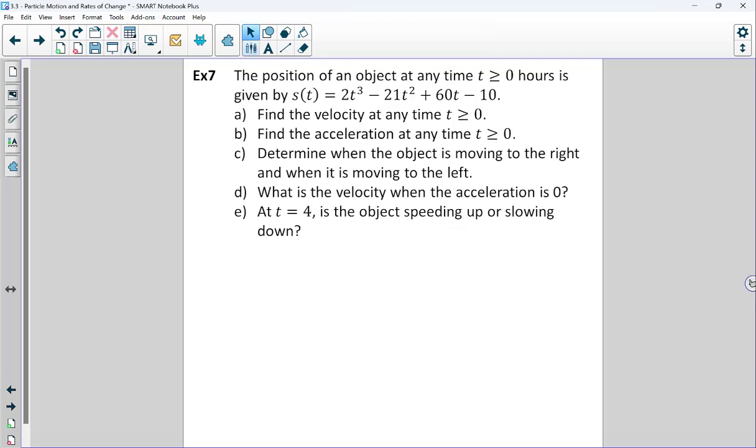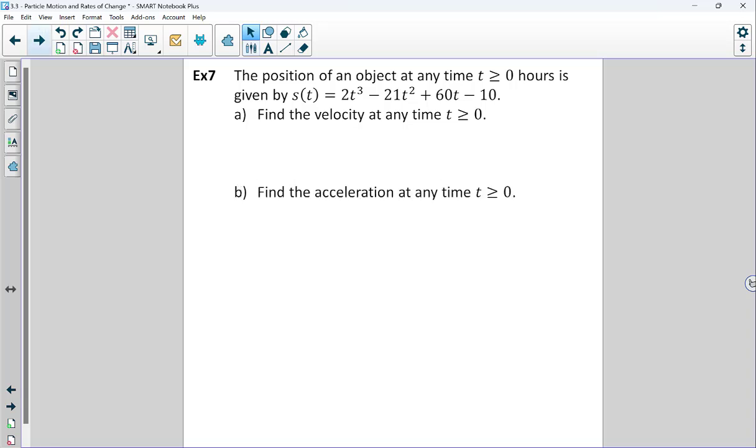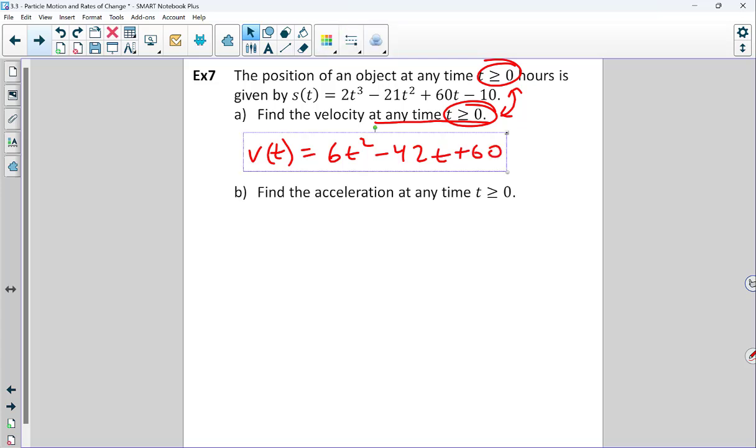The position of an object at any time t greater than or equal to 0 hours is given by s of t equals that. Let's start by finding the velocity and acceleration at any time t greater than or equal to 0. That's just restating the domain that we were already told previously. I'm looking for the velocity at any time t. So I'm just going to state the velocity function in terms of t. So that would be 6t squared minus 42t plus 60. So there is my final answer for part A.